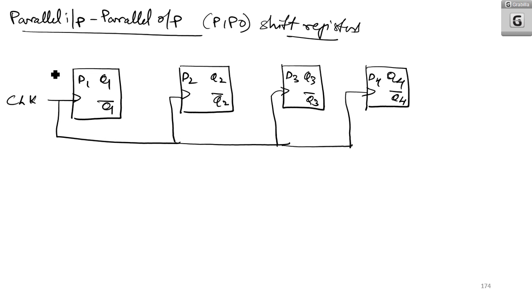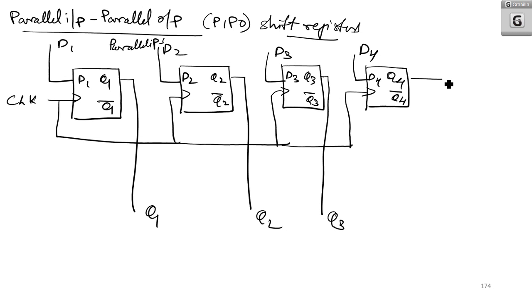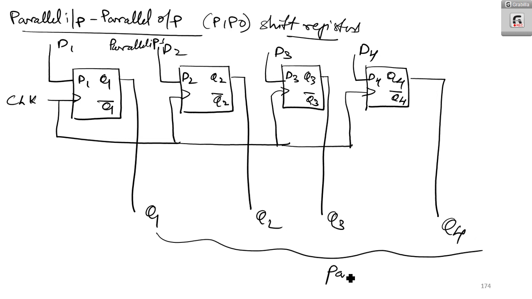Okay. Now input is coming from here. That is parallel input. We are having parallel inputs. This is D1, D2, D3, D4. We are having parallel inputs, and outputs are also taken parallelly. Q1, Q2, Q3, Q4. Outputs are also parallel. So what happens is that if I am giving you the data like 1, 1, 1, 0, 0.